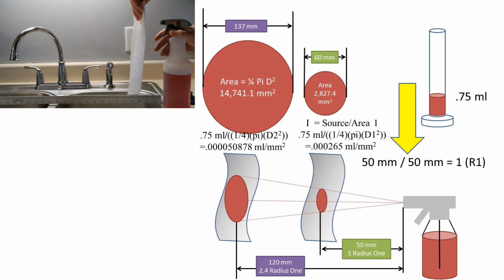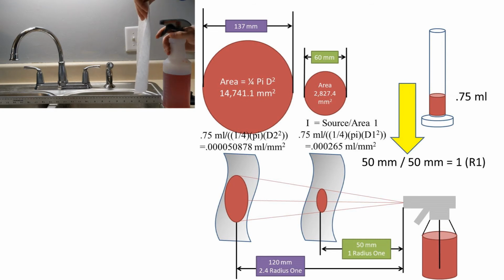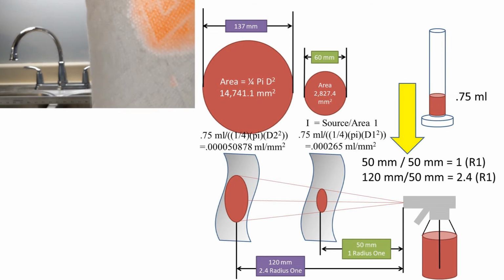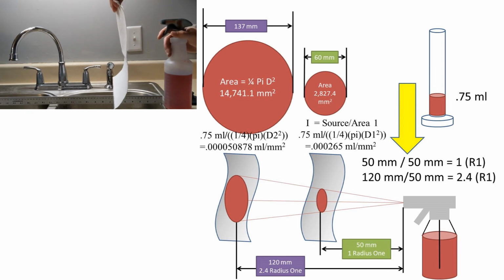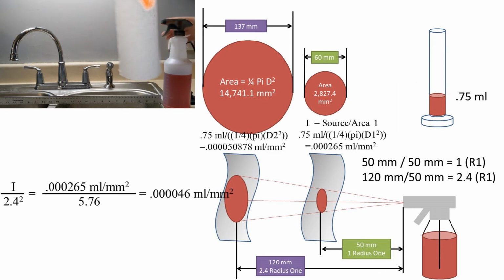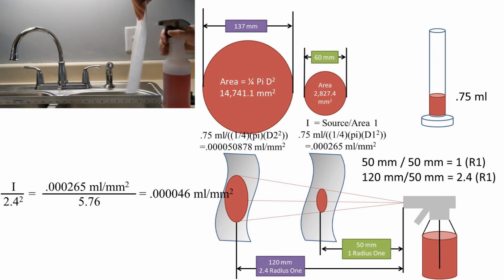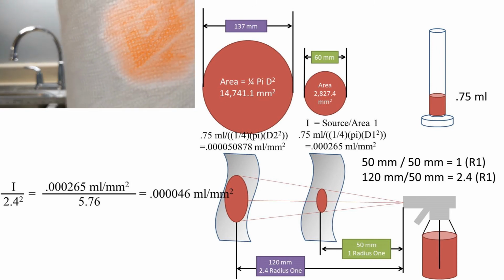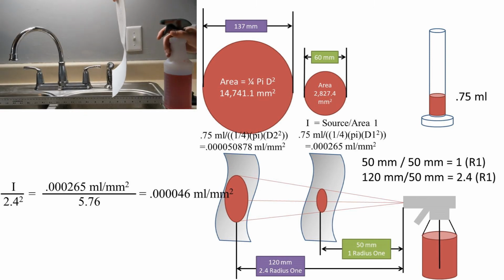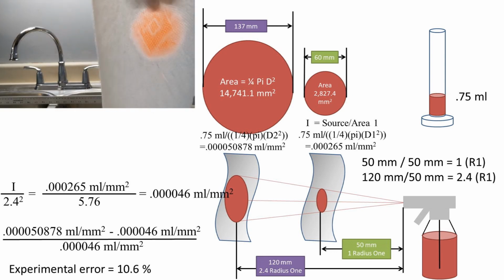Back to our problem. In order to solve this problem, we need to get our first radius into a baseline unit of 1 unit by dividing 50 millimeters by 50 millimeters, and our second radius of 120 millimeters by 50 millimeters to get 2.4 R1s equals the radius at point 2. Now we can plug in our radius 2 into the equation intensity at point 1 over the radius at point 2 squared formula. We get the displayed answer in milliliters per millimeters squared of paper towel on average. Plugging this into our experimental error formula, we get an experimental error of 10.6%.